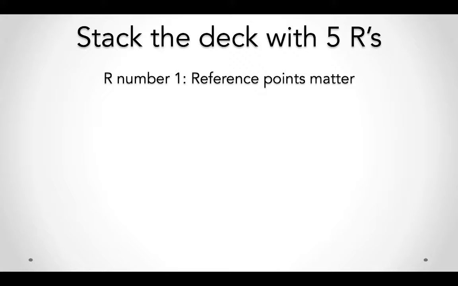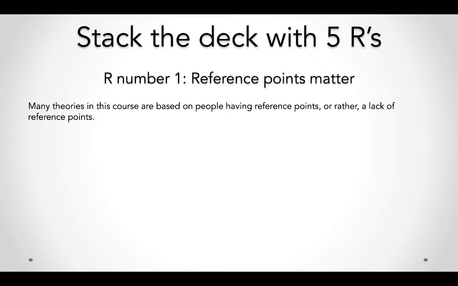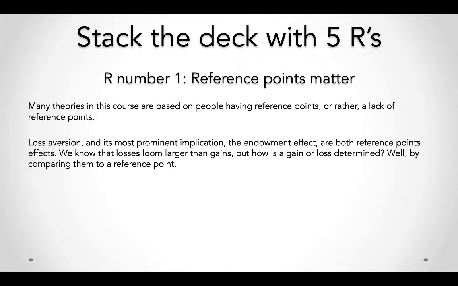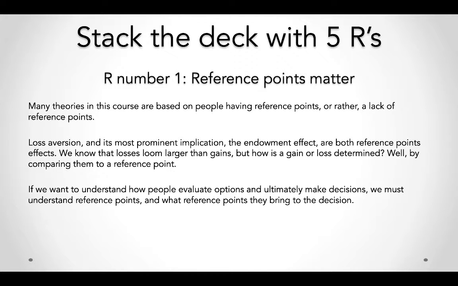So the first R, the first rule, number 1, is reference points matter. So many theories we discussed in this course are based on people having reference points, or rather the lack of good reference points. Loss aversion and its most prominent implication, the endowment effect, are both reference point effects. We know that losses loom larger than gains, but how is a gain or loss determined? Well, by comparing it with a reference point. If we want to understand how people evaluate options and ultimately make decisions, we must understand reference points and what reference points bring to the decision.